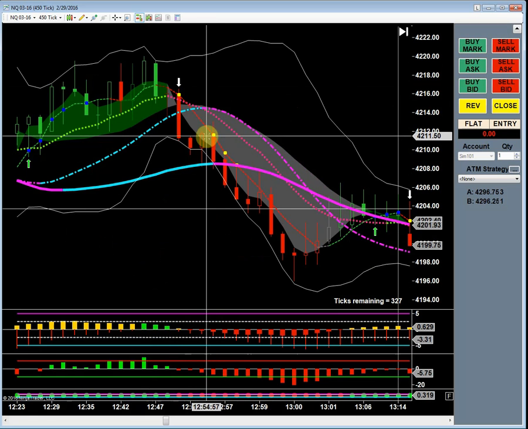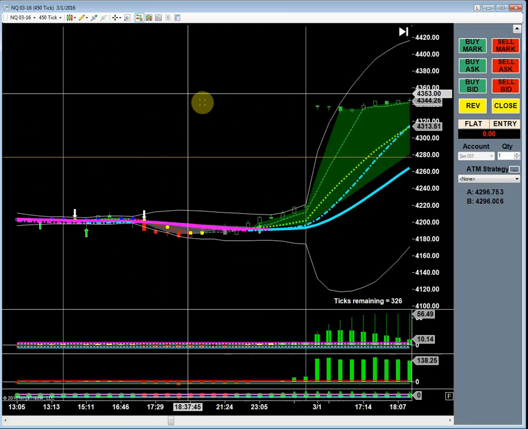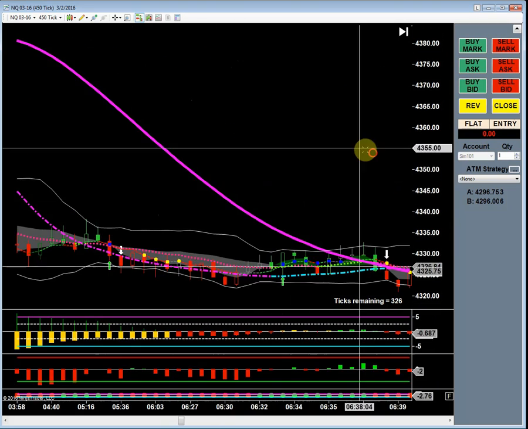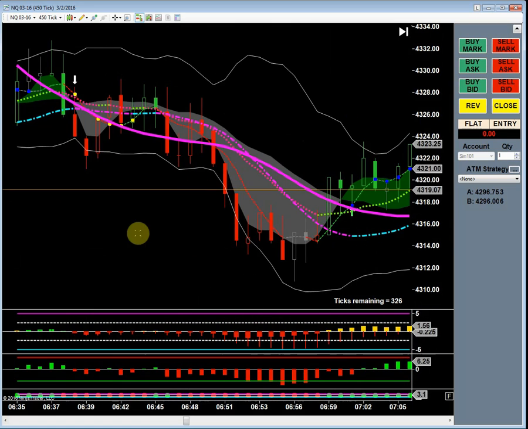And there's another winning trade coming into the close, but we wouldn't take that one. We just let it go and move on to the next day. Go take the rest of the day off and wait for the next trade setup.